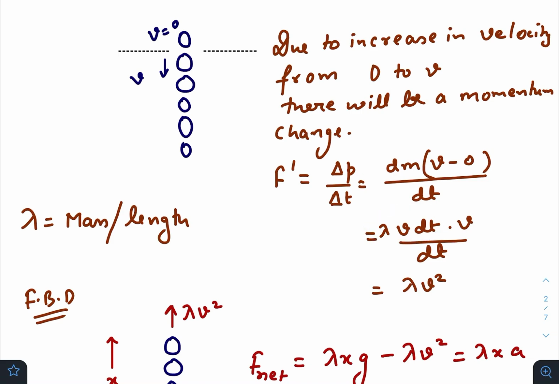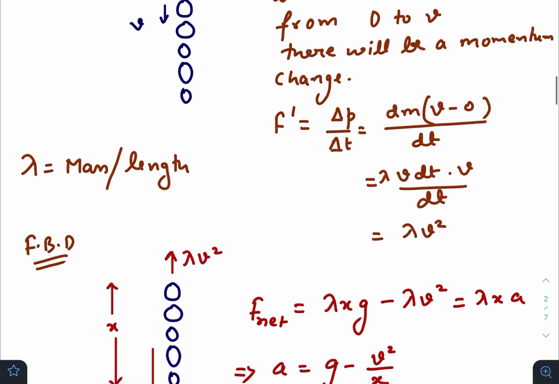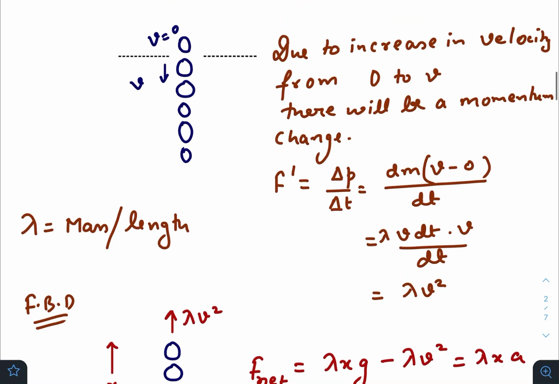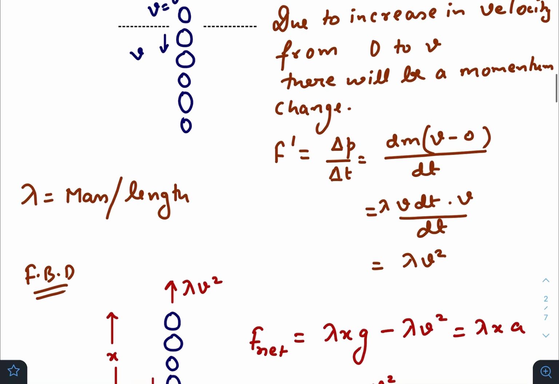So the tensile force keeps on changing with speed. The more the portion of the chain hanging below the table, the more will be the speed, hence the more will be the tensile force acting upwards, right? And that formula would be lambda v square. You can just remember, it is a very standard formula.